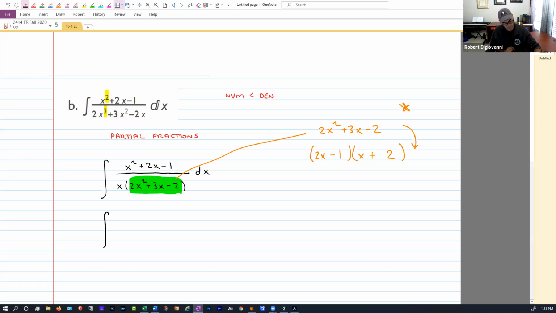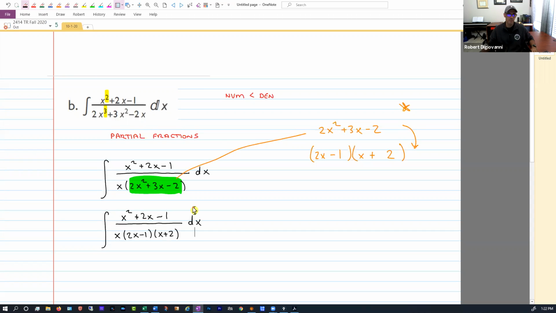Because you can't be spending 15 minutes on the test trying to factor a trinomial. You've got to be pretty efficient with it. Okay, so now I have pulled the x out, and then I know that the rest of it is 2x minus 1, and then x plus 2.